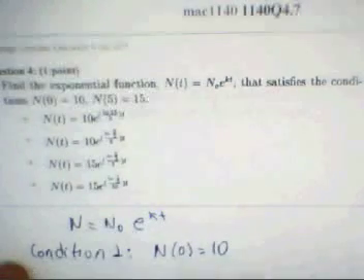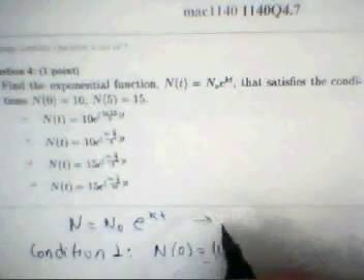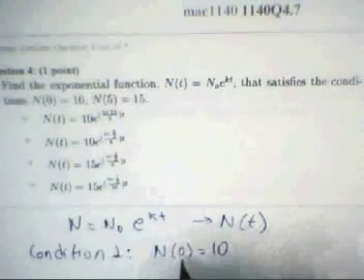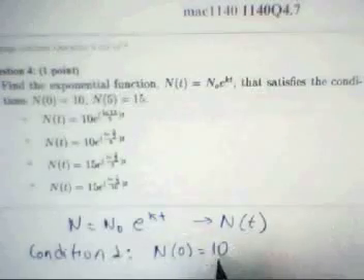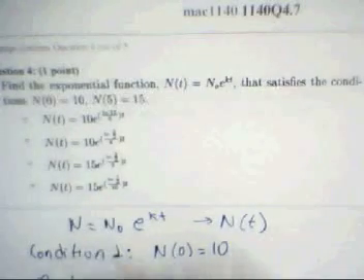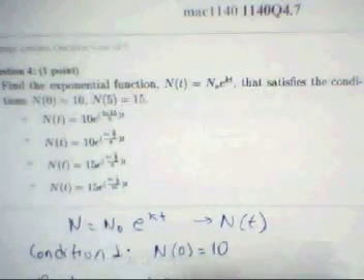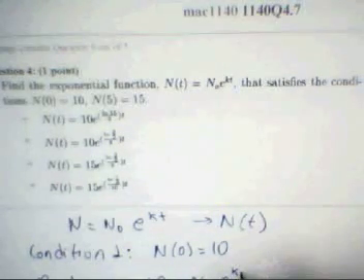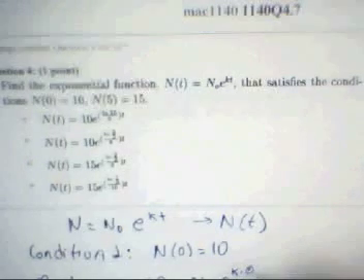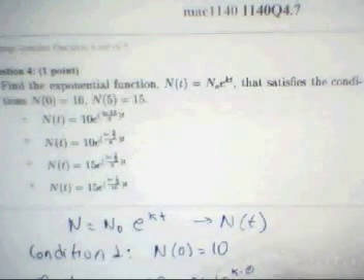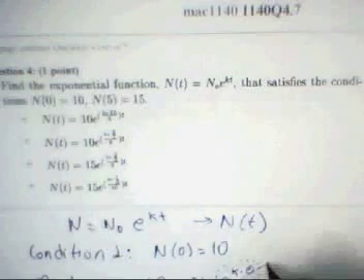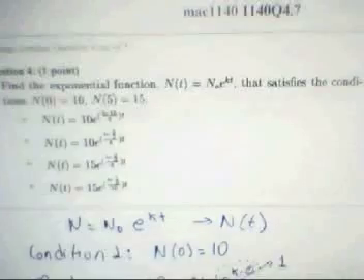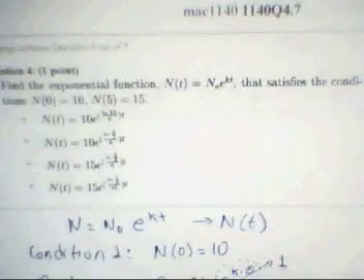What does it mean that N is evaluated at 0? Remember, N is a function of t. That means that whatever t is, we're going to replace with 0, and whatever N is, we're going to put 10. So replacing, we obtain 10 equals N sub naught e to the k times 0. So this entire part goes to 1. Therefore, we have that N naught equals 10. Okay, this is part of the answer.